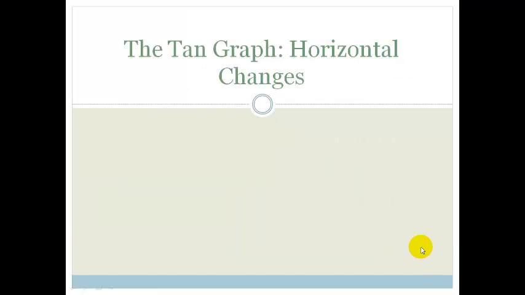And what are we doing? We're looking at the horizontal shifts of your tan graph. We're looking at how your tan graph shifts, just like we did for the sine and cos. So let's start straight away.